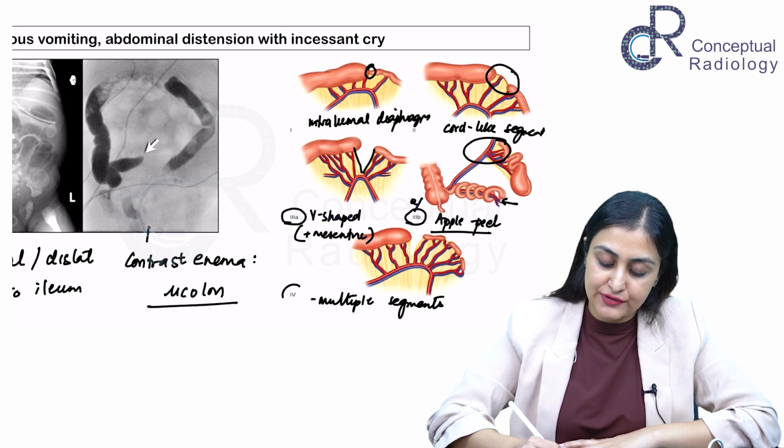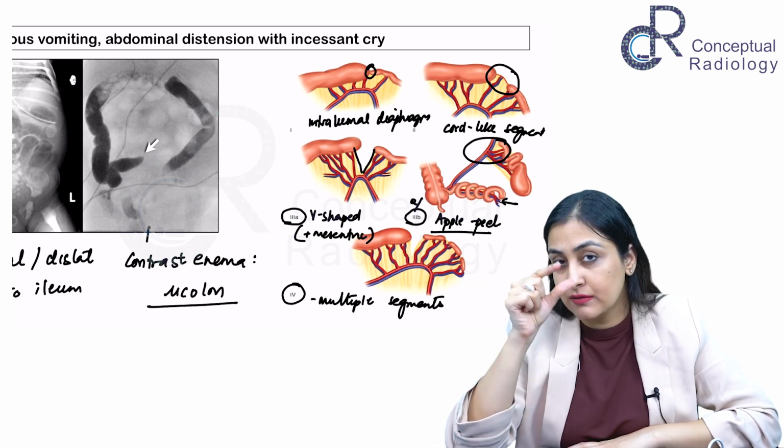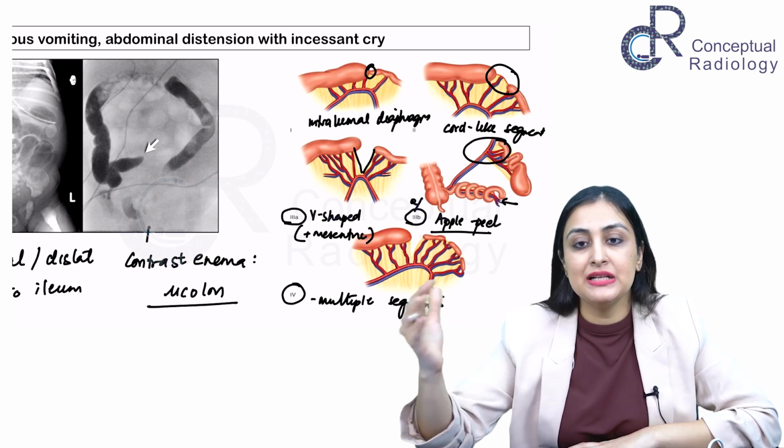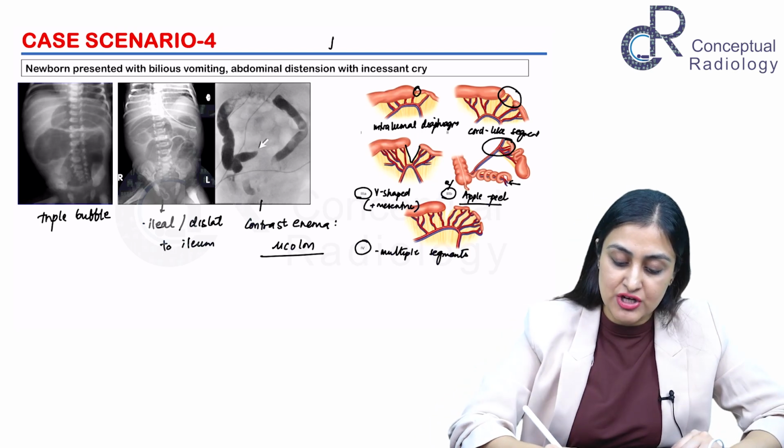So these are the different stages. So diaphragm, then you have a cord-like narrowing, V-shaped defect, apple peel, and multiple segments, right? So this is what is about jejuno-ileal atresia.